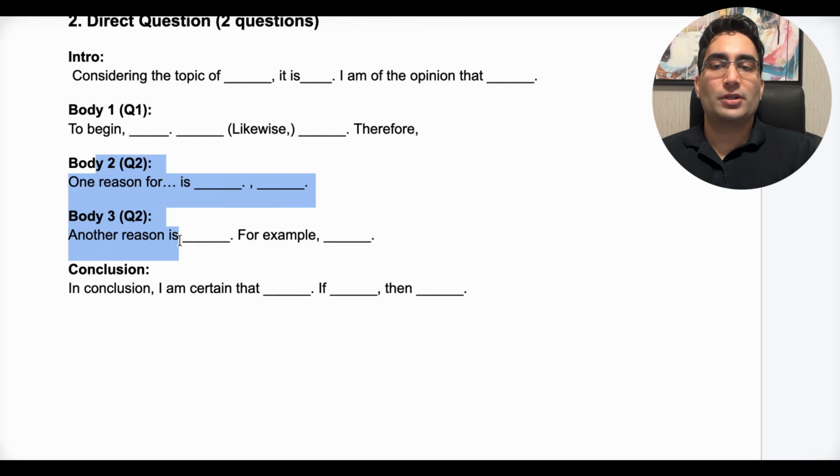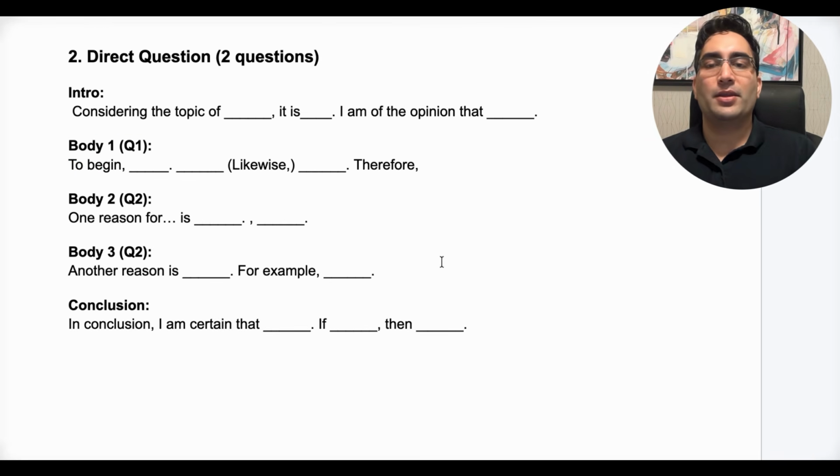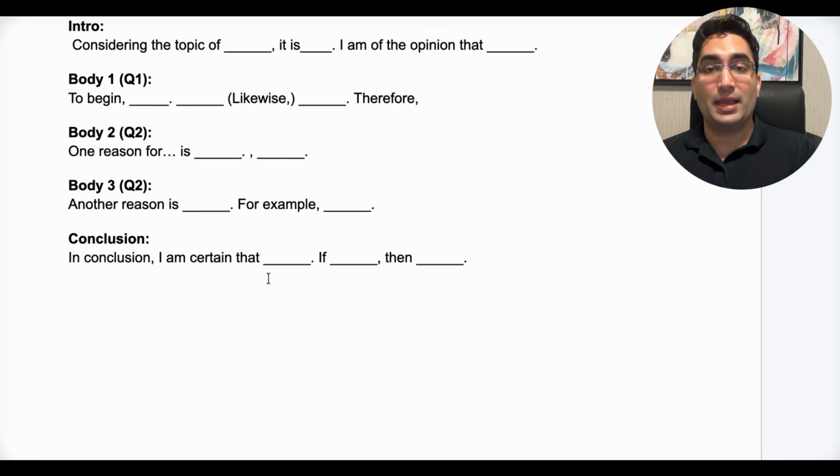Basically, one of the questions gets 2 bodies and one of the questions gets 1 body. So that's how you split your 3 bodies depending on which question needs more elaboration, and you are the one who is going to decide that. There's no hard and fast rule behind that.